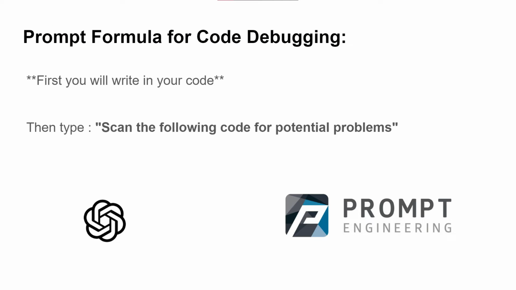This will be the prompt formula that we'll be using for code debugging. First of all, you will write in your code, and after giving some spaces, you'll type, scan the following code for potential problems. This exact prompt formula can really help you get your code debugging work done. So let's not waste any more time and jump right into ChatGPT.